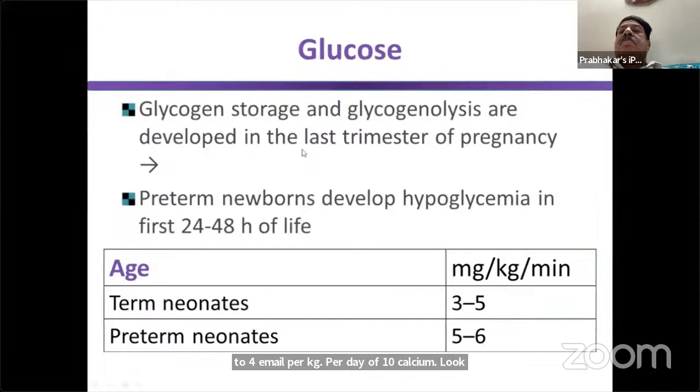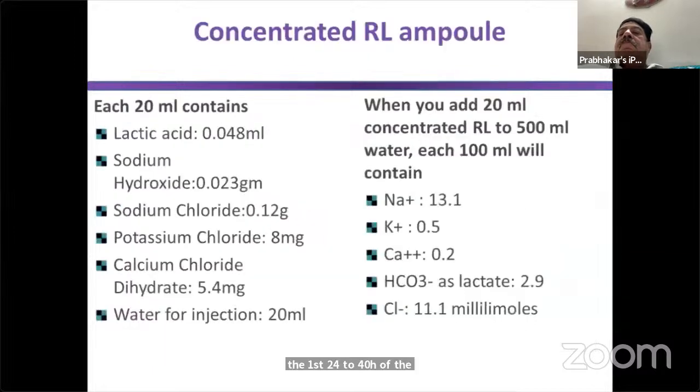Glycogen storage and glycogenolysis are developed in the last trimester of pregnancy. So preterm newborns develop hypoglycemia in the first 24 to 48 hours of life. So term neonates require 3 to 5 and preterm neonates 5 to 6 milligram per kg per minute.